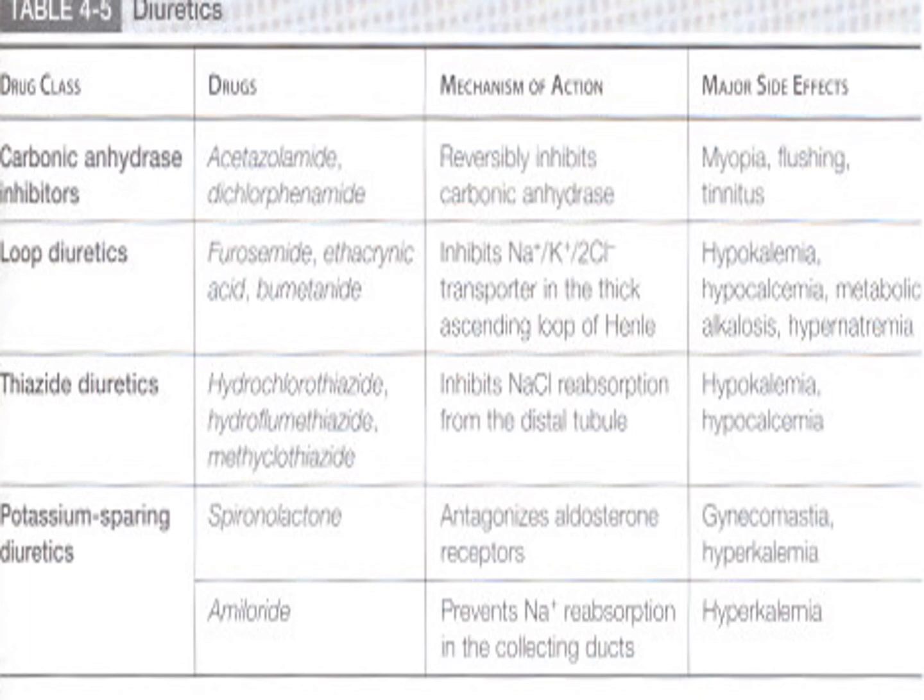And this is just a recap of the side effects of your classes of diuretics. One correction, could you please make: in the thiazides, the major side effects would be hypercalcemia, not hypocalcemia.